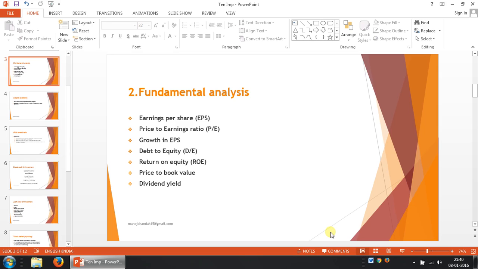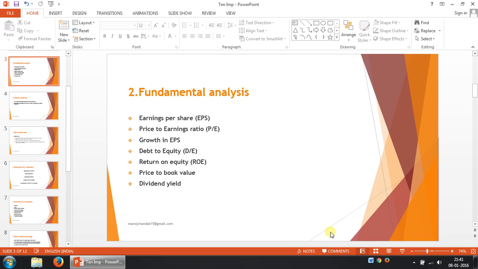Now, after calculating the EPS, the next extension to the EPS is the price to earning ratio. In short, it is called the PE ratio. PE ratio is one of the prominent ratios used for the comparison of valuation of the stock.